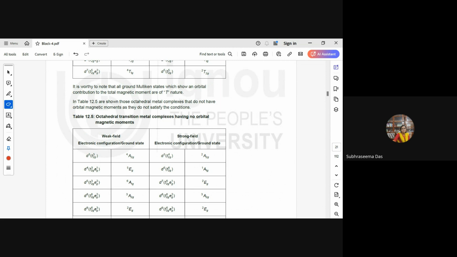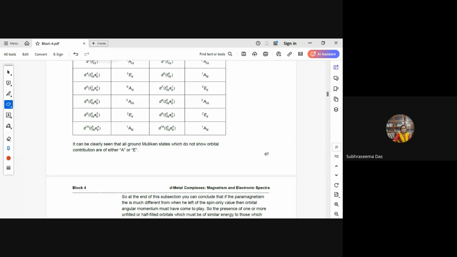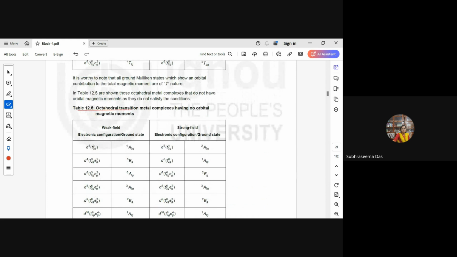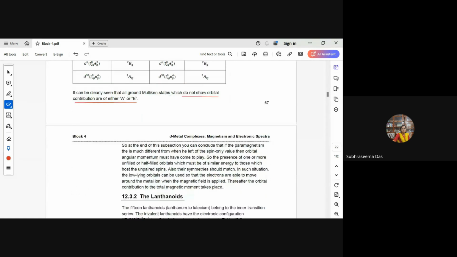In table 12.5, the octahedral complexes that do not have orbital magnetic moments are shown. Here we can say that all the ground Mulliken states which do not show an orbital contribution are either A or E. So, in common, the ground Mulliken states which show an orbital contribution are of T nature, and the ground Mulliken states which do not show an orbital contribution are either E or A in nature.